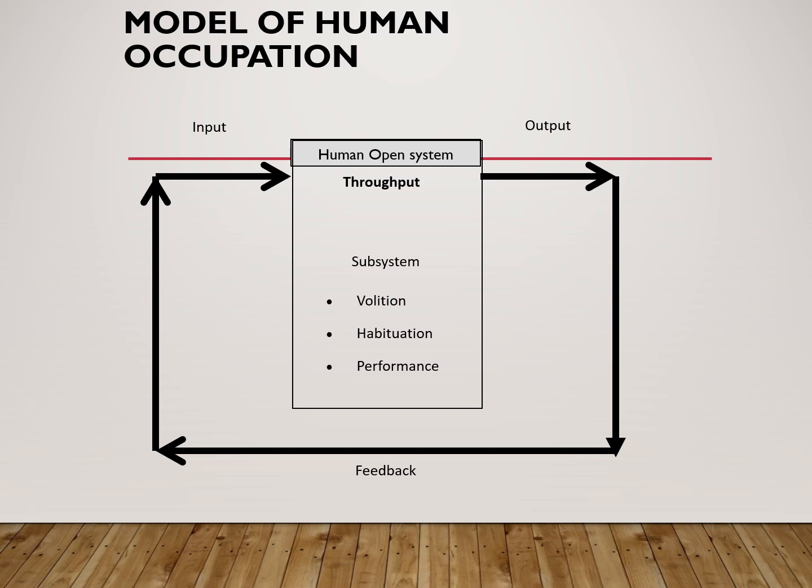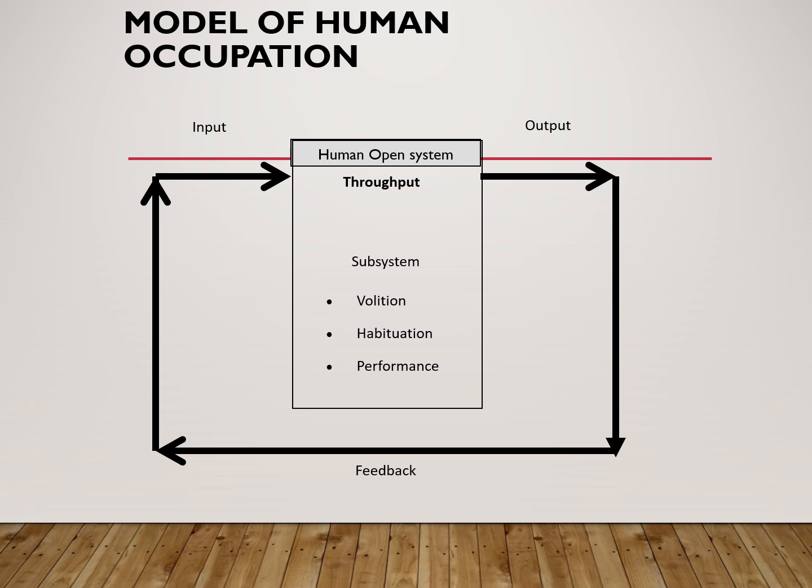So you'll see here, you have your input. Once some of the sensory activity or the input comes in to the person, then you have throughput, which has a subsystem, and there's three parts to it. You have volition, you have habituation, and you have performance. And we're going to go through each one of those sections and talk about what each one of those are and how the body, according to MOHO, handles each one of those things.